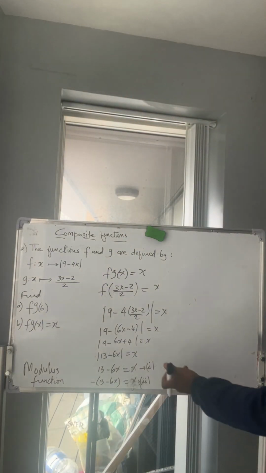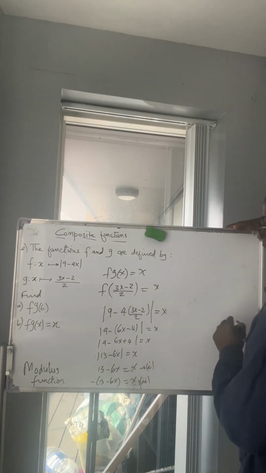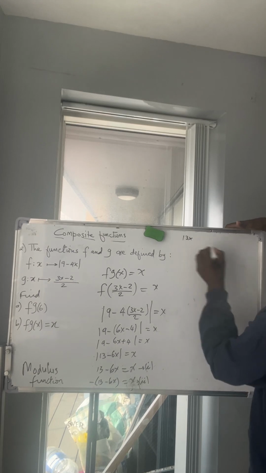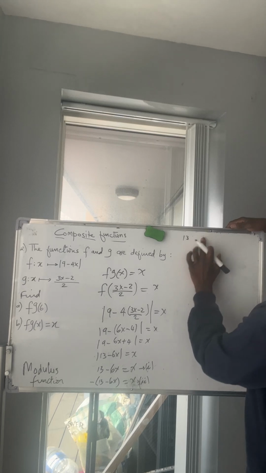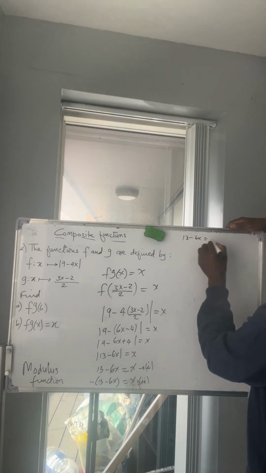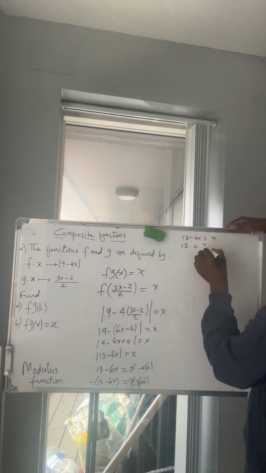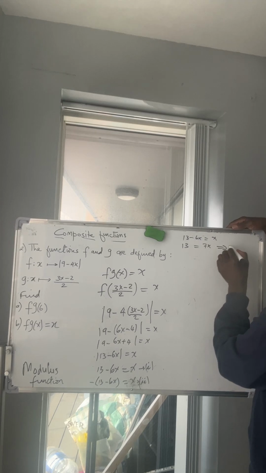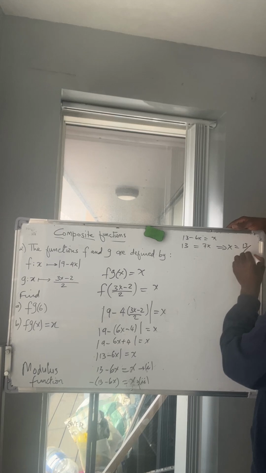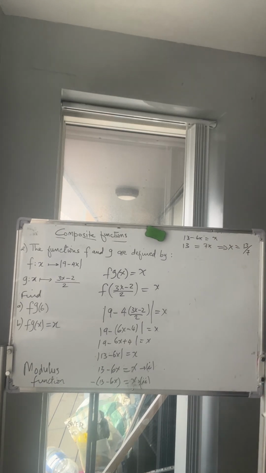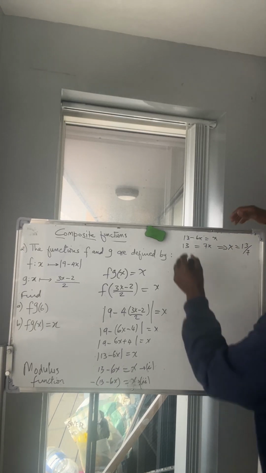So let's solve the first one first. So we have 13 minus 6x equals x. So you have here 13 equals, you bring the x, so this is going to be 7x. So this gives you x equals 13 over 7. That is the first value of x, 13 over 7. And now let's solve the second one.